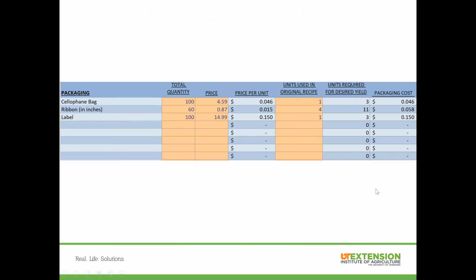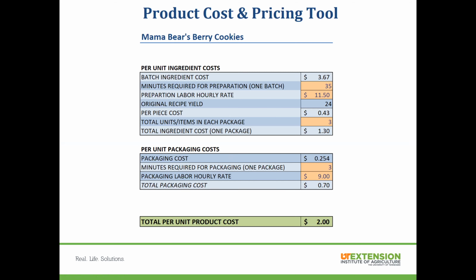So we would come down on the spreadsheet to this section for the packaging. In this case, we've typed in cellophane bag, and we've also plugged in 100 bags cost $4.59. So the cost per unit, in this case, a unit is 3 cookies, but it's one package. One package is going to cost 4.6 cents.